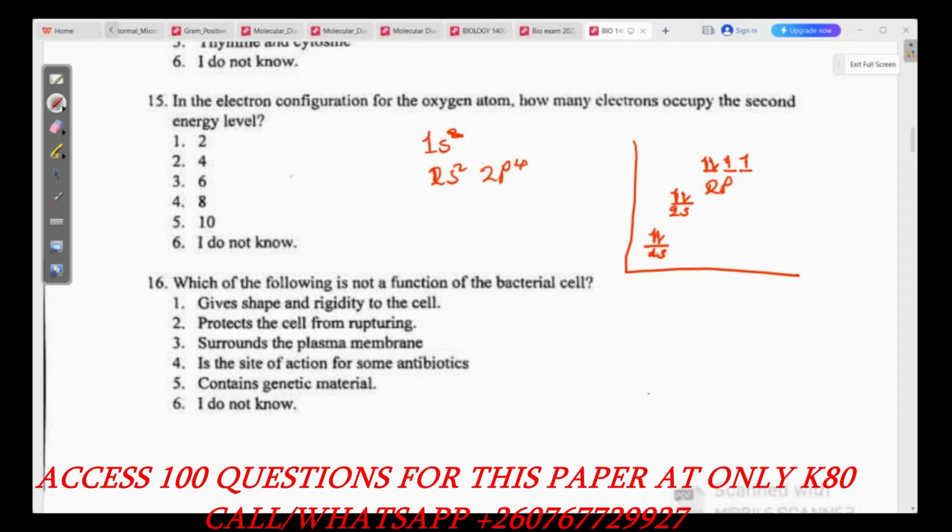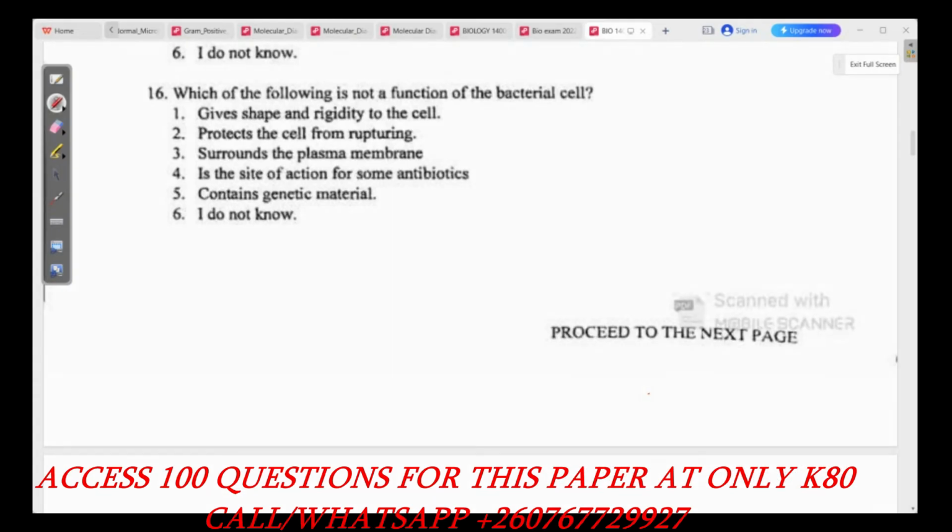So 4 there. The question is, in the electronic configuration for the oxygen atom, how many electrons occupy the second energy level? The second energy level is this one here, or the second shell in short. It is occupied by 2 plus 4, so 6. So the answer there has to be option 3. So 6 electrons occupy the second energy level. The second energy level is the second shell of an atom, so you combine both the s and the p electrons.